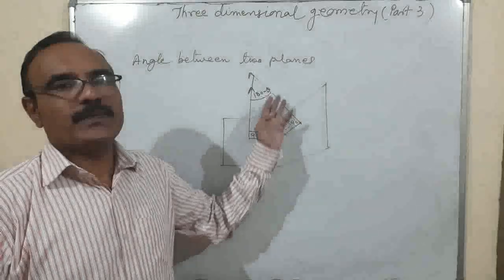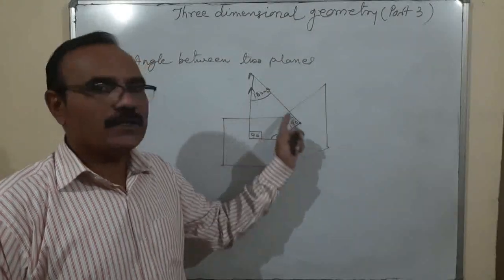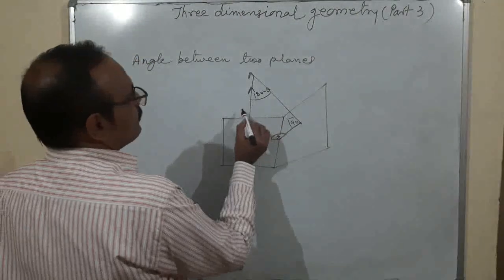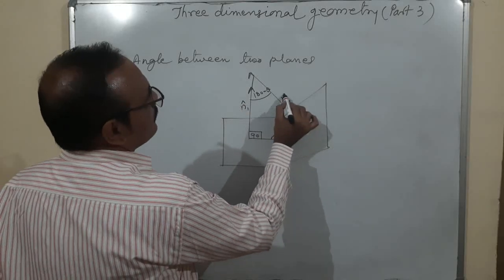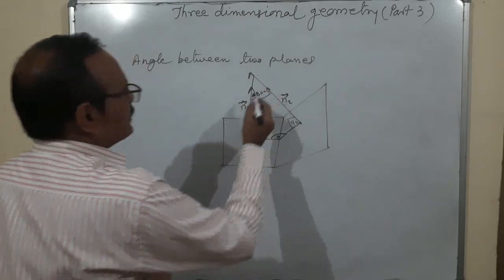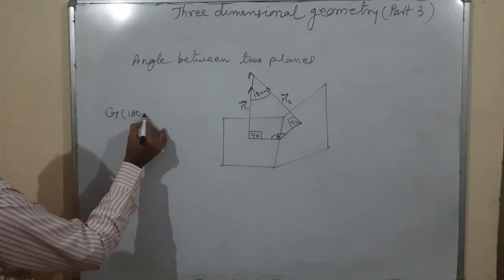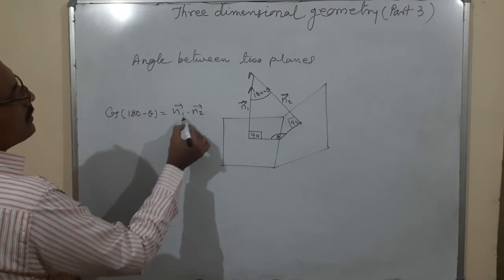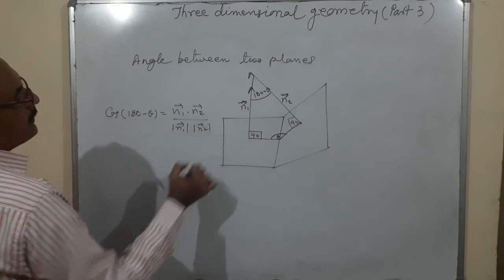So whenever we find the angle between two planes, actually we are going to find the angle between their normals. Suppose this is n1, it is n2. Unit vector or direction vector, I want to take n1 and n2. Then what is the value? Cos of 180 minus theta is equal to n1 dot n2 upon magnitude of n1 times magnitude of n2.